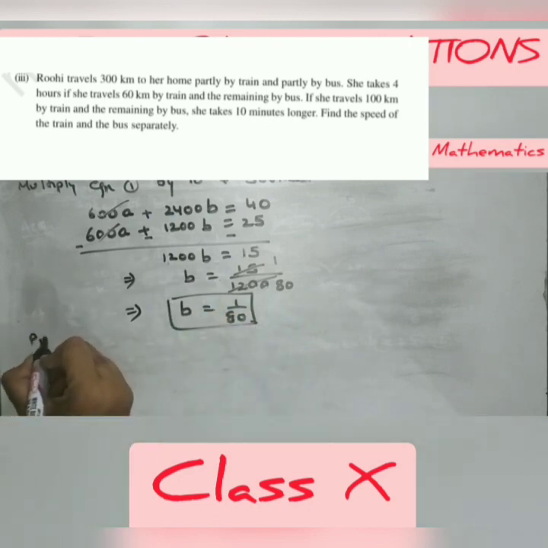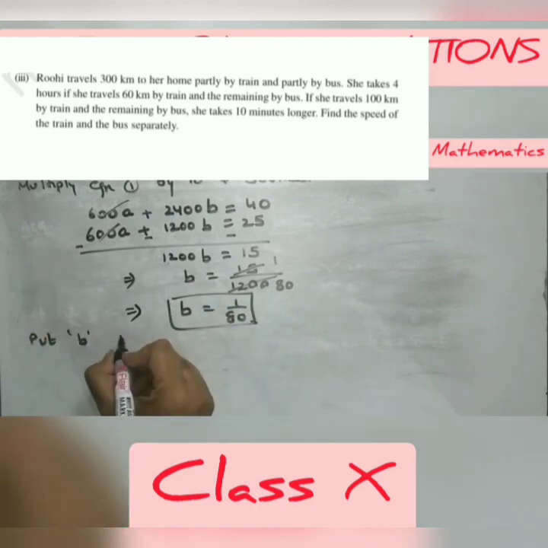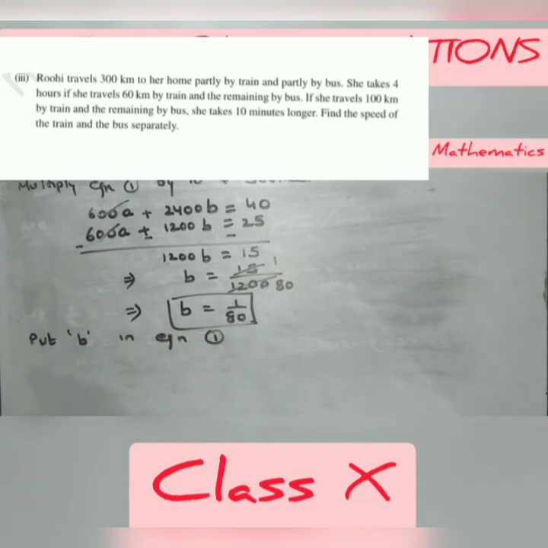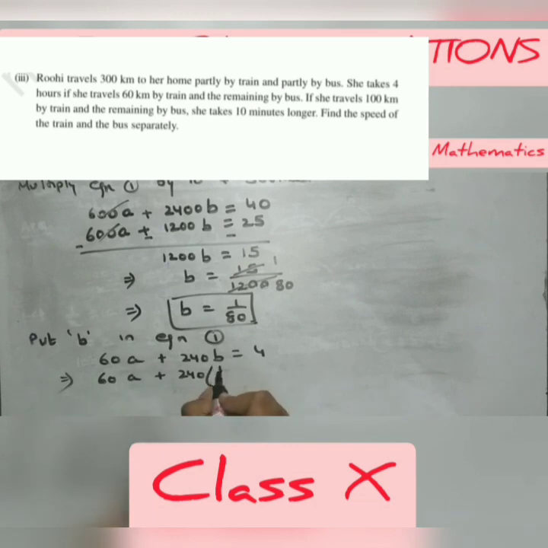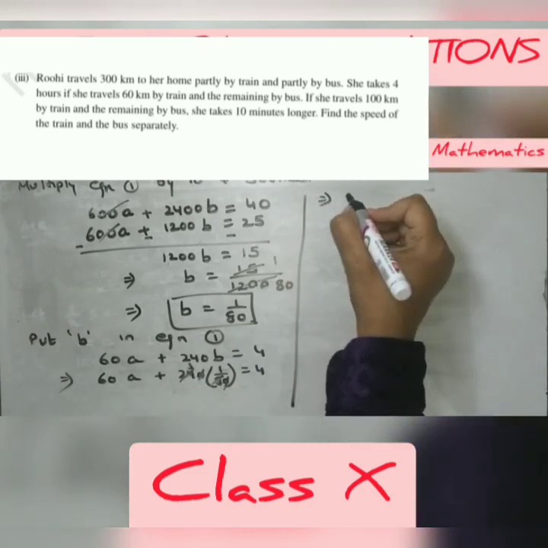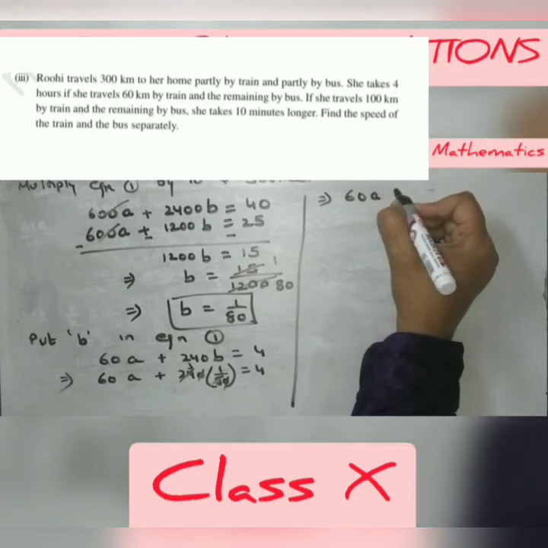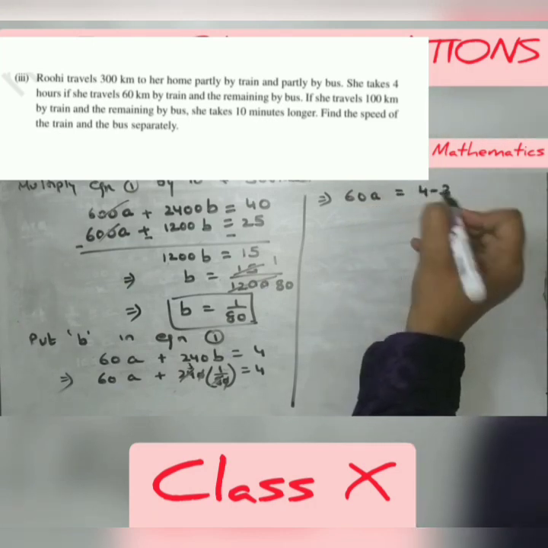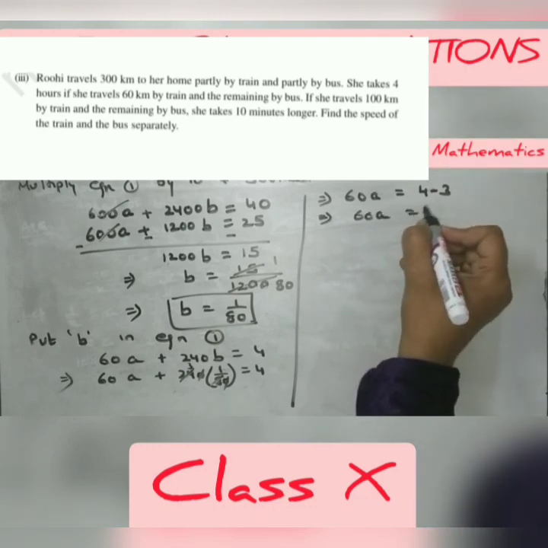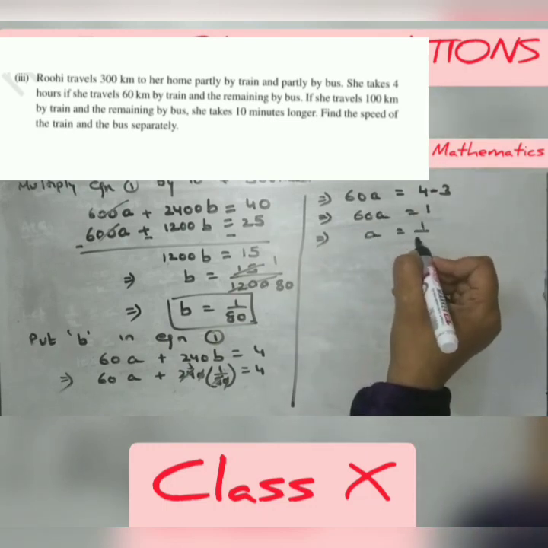Put b in equation number 1. So what is your equation 1? Equation 1 is 60a plus 240b is equal to 4. So this will be 60a plus 240 into 1 upon 80 is equal to 4. Cancel this, 3. This implies 60a is equal to 4 minus 3. 60a is equal to 1. a is equal to 1 by 60.